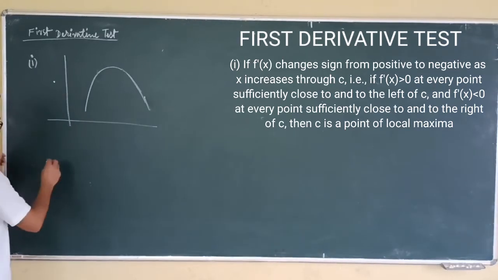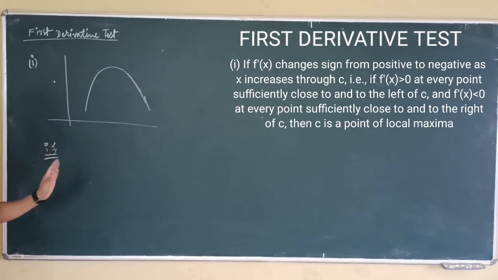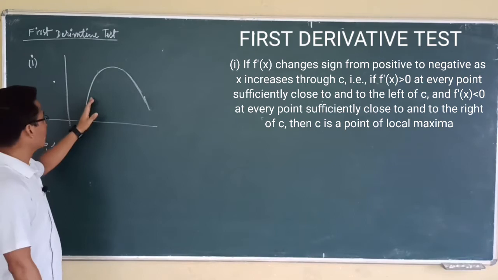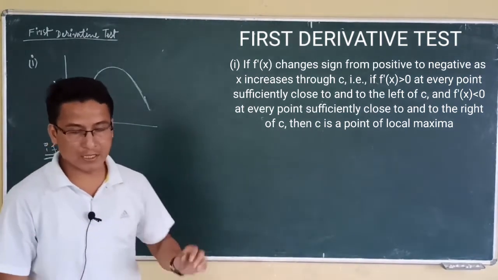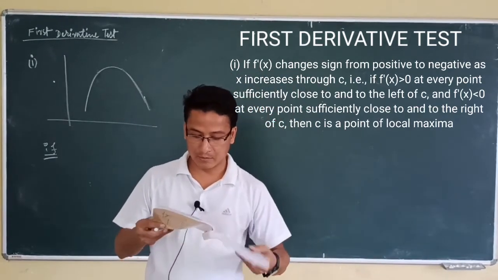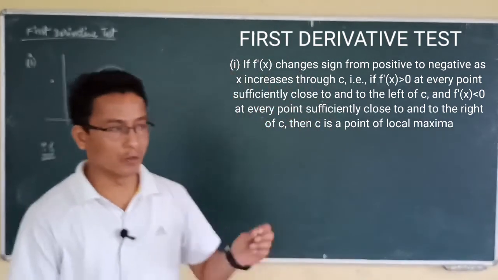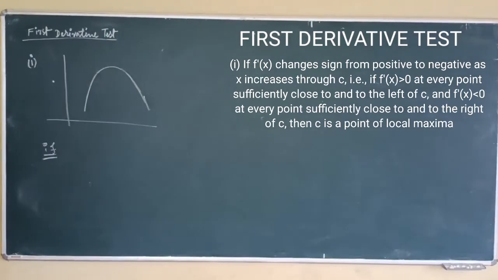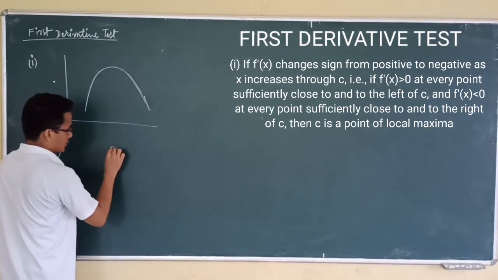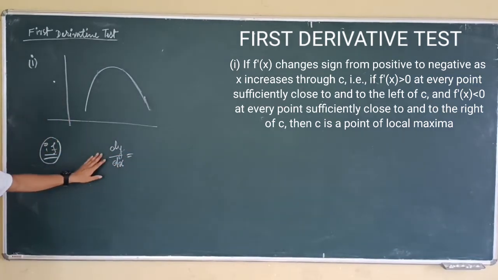says that if the slope of this travels from positive to negative direction, then we will get the maximum value of a function, or the local maximum value of a function. So what does slope mean? dy by dx is known as the slope.